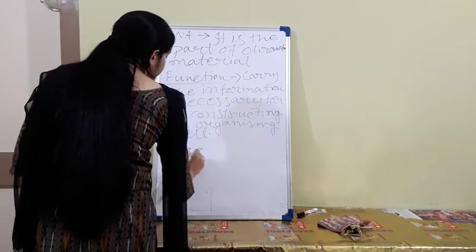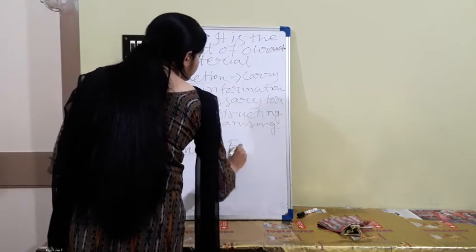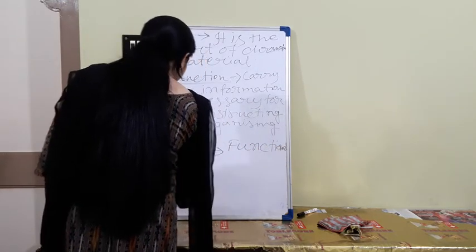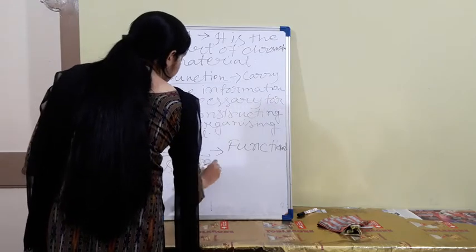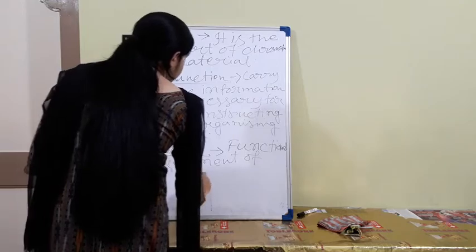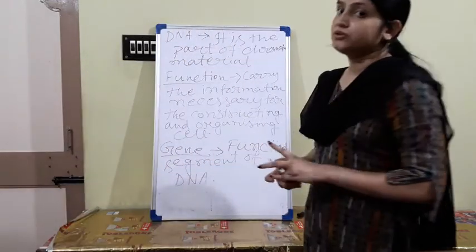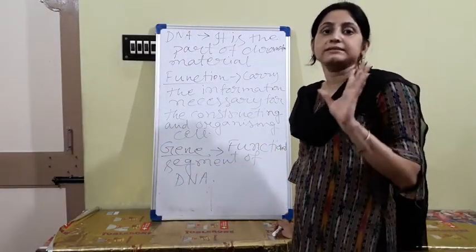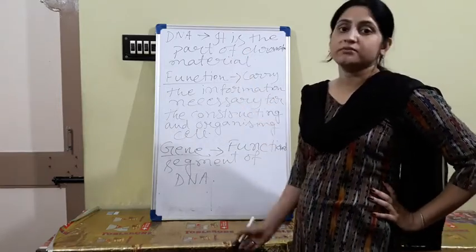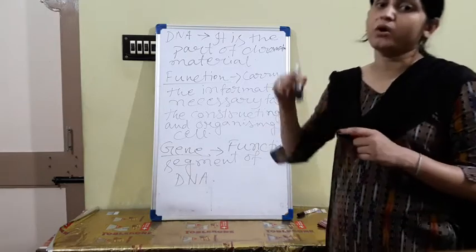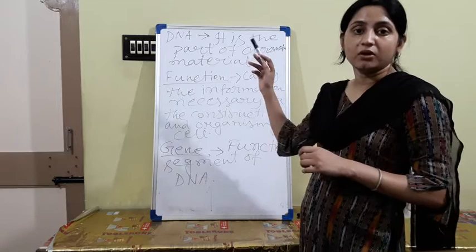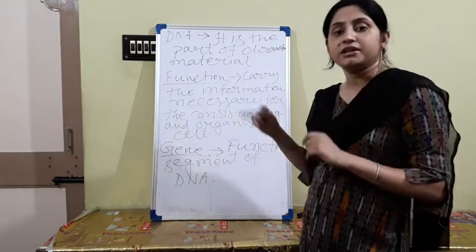What is a gene? The functional segment of DNA. Okay, so they are related to each other. The functional segment of DNA is called a gene. First, chromatin material is the main part, a thread-like structure, and from it the other parts develop. Chromatin material condenses to form chromosomes, different parts of the chromatin material are called DNA, and the parts of DNA are called genes.